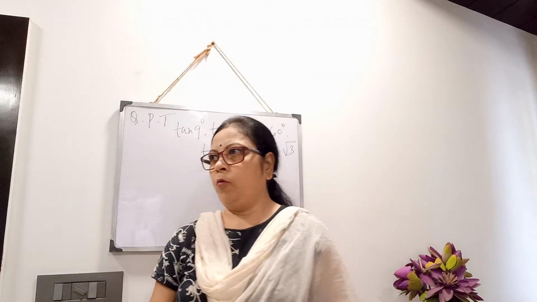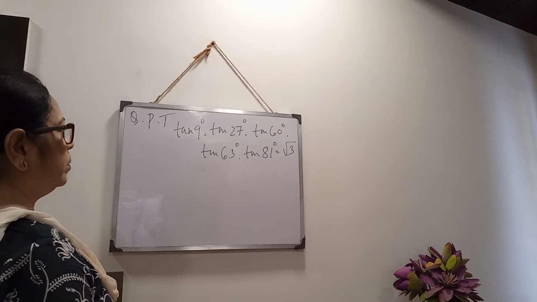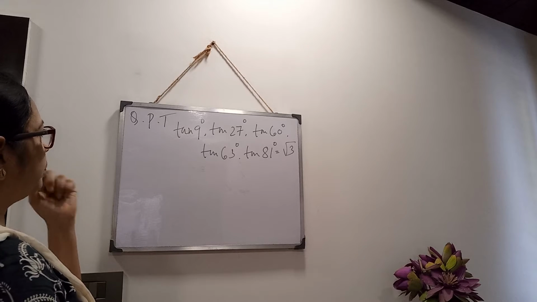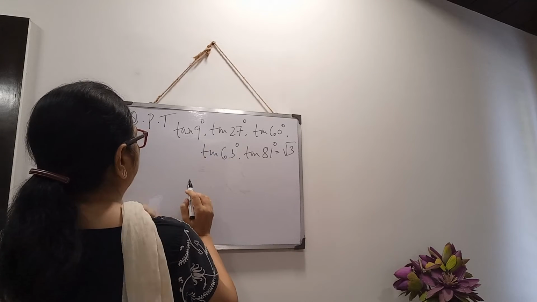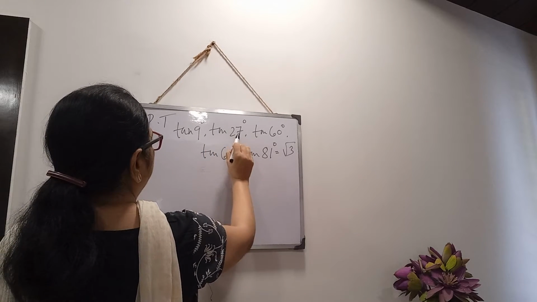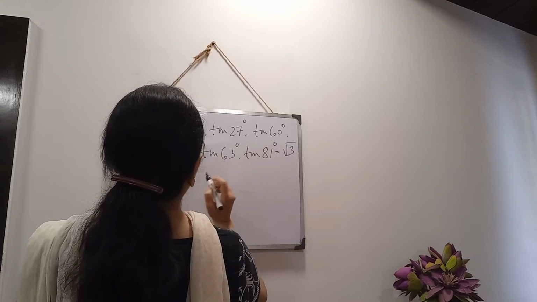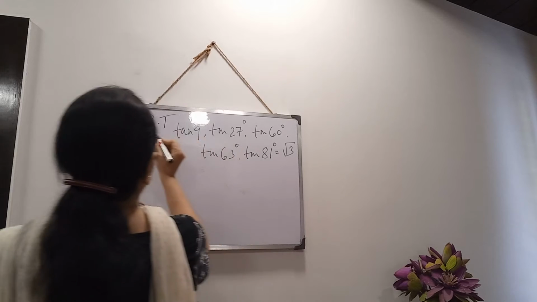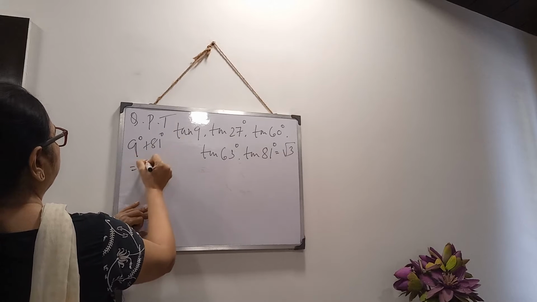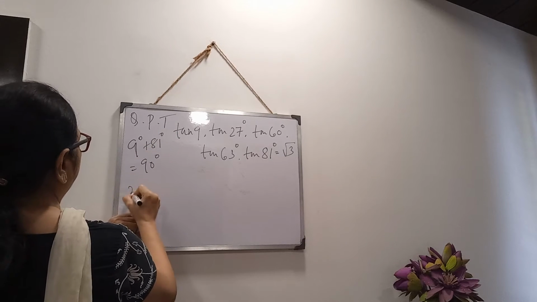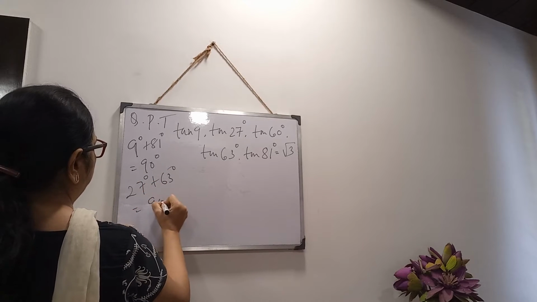Now see, we know only the value of tan 60 from the table, but the other values we don't know. Clear? So from here you find out which angles are complementary. There are 4 angles: 9, 27, 63, 81. Now see which angles are complementary. 9 and 81 are complementary, 90 coming, and 27 and 63 are also complementary.